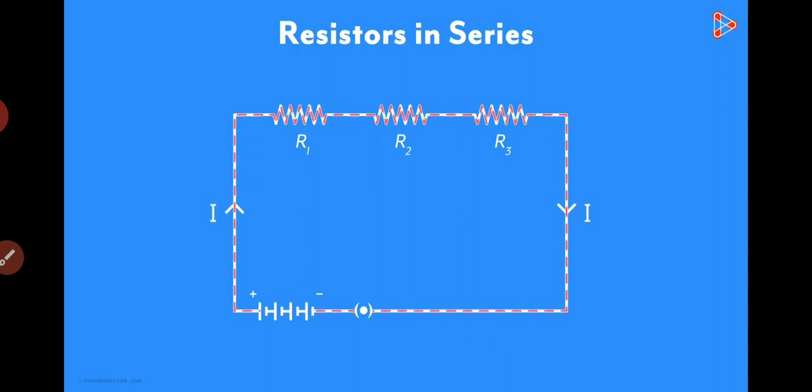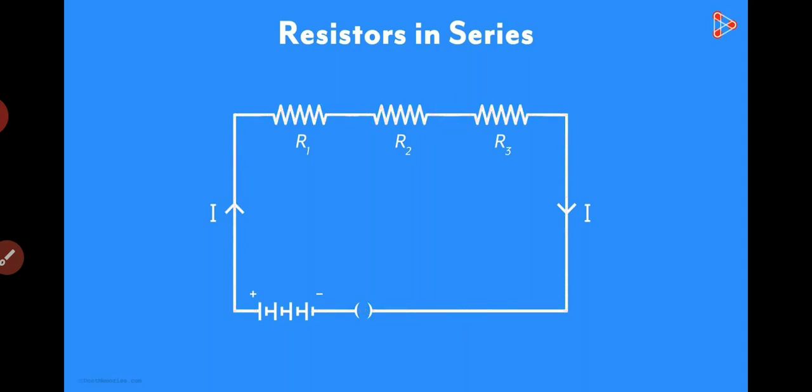Next, place the ammeter somewhere between resistors R1 and R2 and note its reading. Similarly, place it between R2 and R3 and note the reading. What you will notice is that the current will be I amperes in each case. Yes, the current is constant at every point in the circuit. It tells us that in a series combination of resistors, the current flowing is the same throughout.